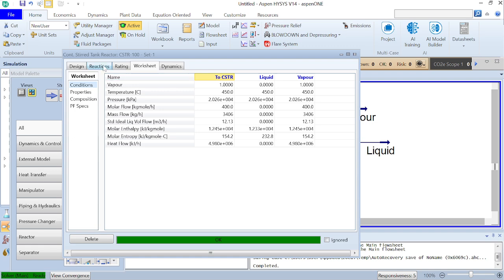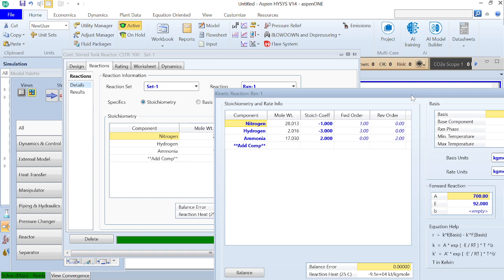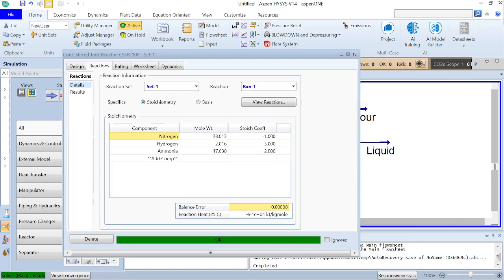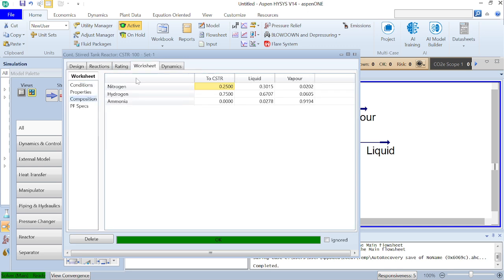Always ensure to check this. So now let's go back to our reaction set. Now this is liquid phase. This reaction is supposed to be taking place in the vapor phase, so we change this to vapor phase and then go back to worksheet, check. Alright, so we can see that in vapor phase we are having the production.